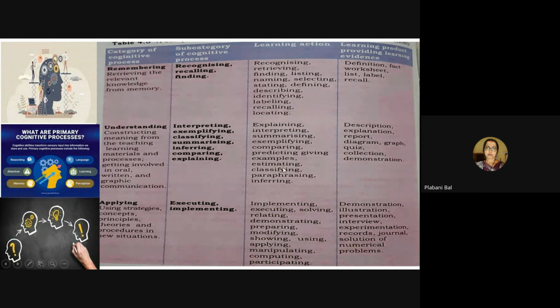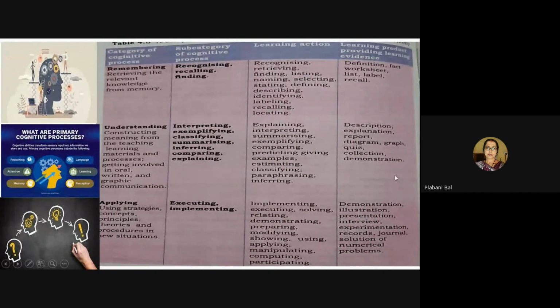And what action verbs can you use? You can use explain. The learner will explain the process, interpret the result, interpret from the examples, summarize the content explained, give examples or exemplify, compare. What is the difference between these two? This type of comparing will be there. Then predicting or giving an example. One concept is like this. So if he understands, then he can give an example or predict. Estimating, classifying, paraphrasing, inferring, all these things can be used as action verbs for understanding.